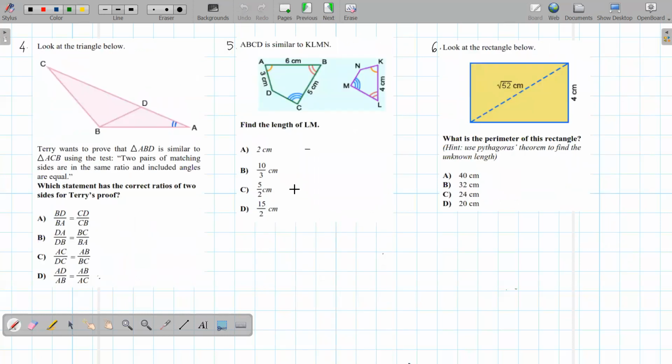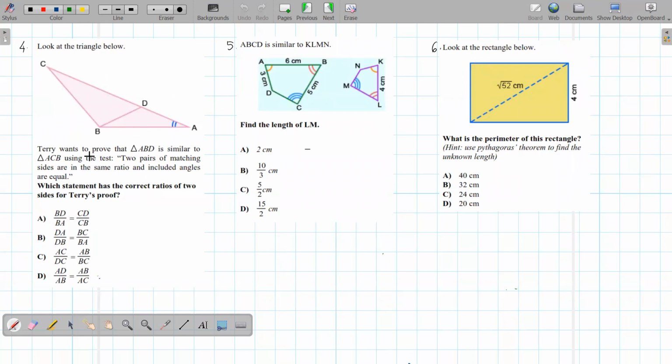Next question, question number 4. Here, Terry wants to prove that triangle ABD is similar to ACB using the test: pairs of matching sides are in the same ratio and included angles are equal. Here we have the included angle, or common angle, which is angle A. So how do we prove Terry's statement?